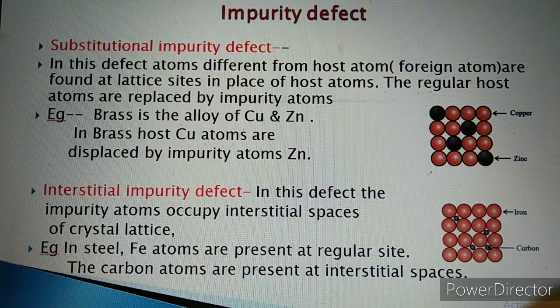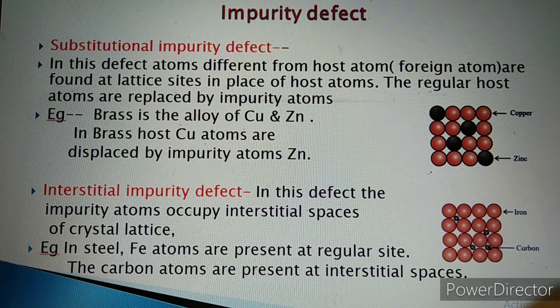We will consider brass, which is an alloy. What is an alloy? An alloy is a solid solution in which solute and solvent are both in the solid state. So brass is an alloy of Cu, that is copper, and zinc. In this the host atoms are copper. If this host copper atom is displaced by zinc as an impurity or foreign atom, then because of the addition of the impurity atom zinc, the defect is produced, and that defect is called a substitutional impurity defect.